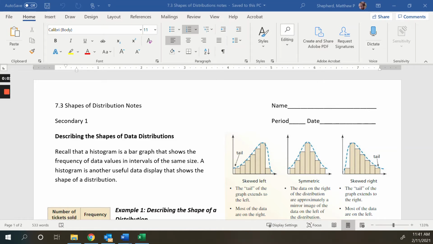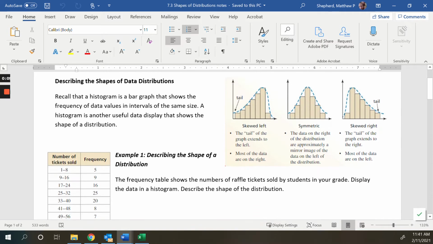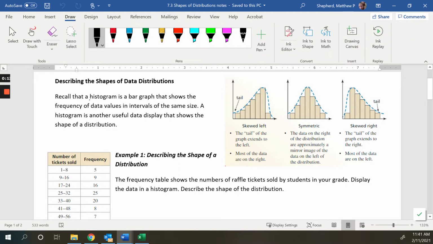Welcome back, students. Today we're going to be talking about the shapes of distributions. In order to begin talking about this, we're going to first remember what a histogram is. Now, a histogram is just a bar graph that shows the frequency data. Frequency is a measure of how often something occurs. All right, so these histograms showed how often a specific event occurred, the frequency of that event. Okay.